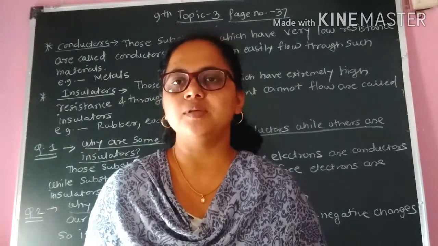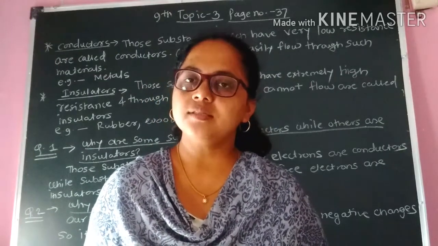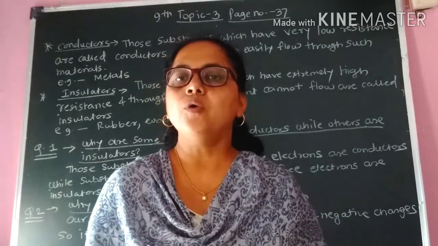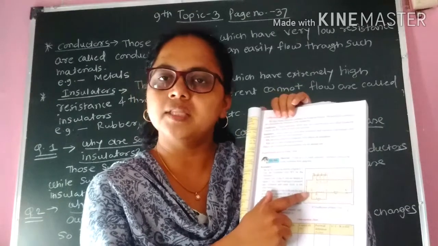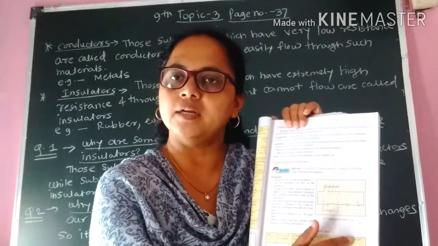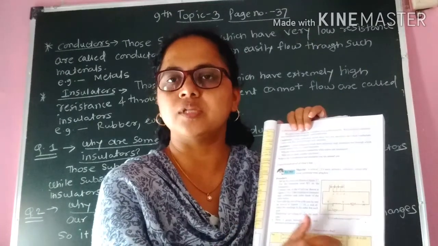We have seen what is meant by Ohm's law: V is equal to IR. This law is called Ohm's law. Now, how to prove that law? One circuit diagram is given, but this point is not for your exam. This part is omitted or reduced from your exam, so it is not necessary to study.